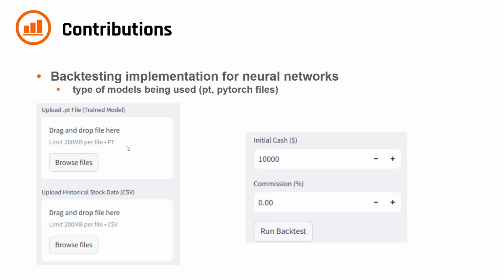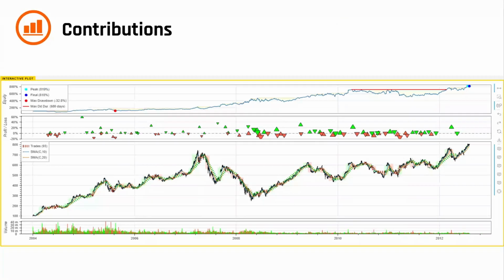For our project, we use hard-coded CSV files for now, so you can't directly get data from Yahoo Finance or yfinance to incorporate into the project. But after you get the certain CSV file and the PT trained model you want to test, you put the initial cash and commission in, and it would output something like this, where it shows when things are bought and traded depending on the time frame you entered. But yeah, that was my side of the project.